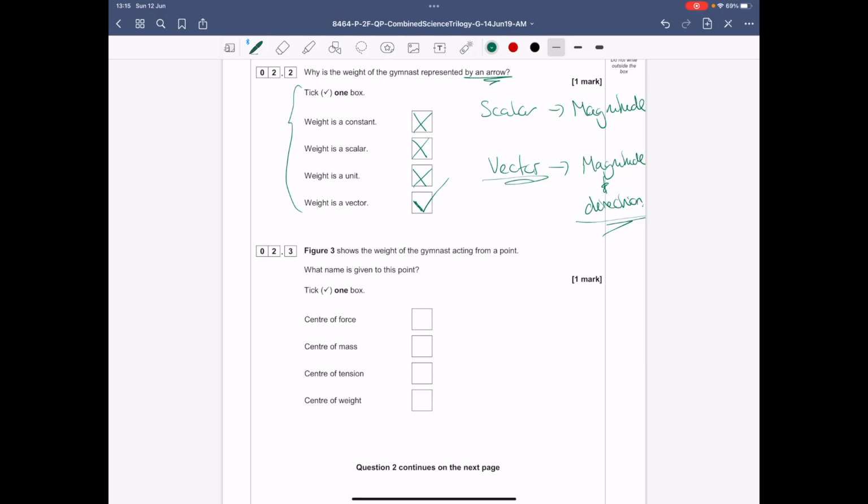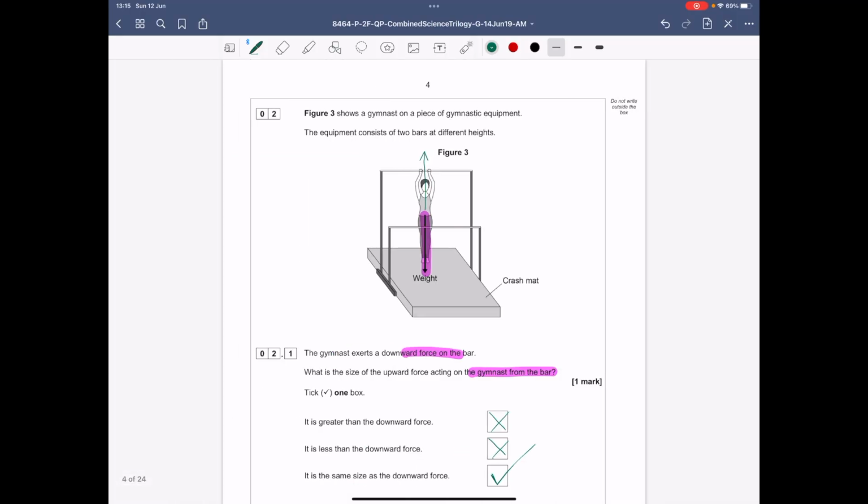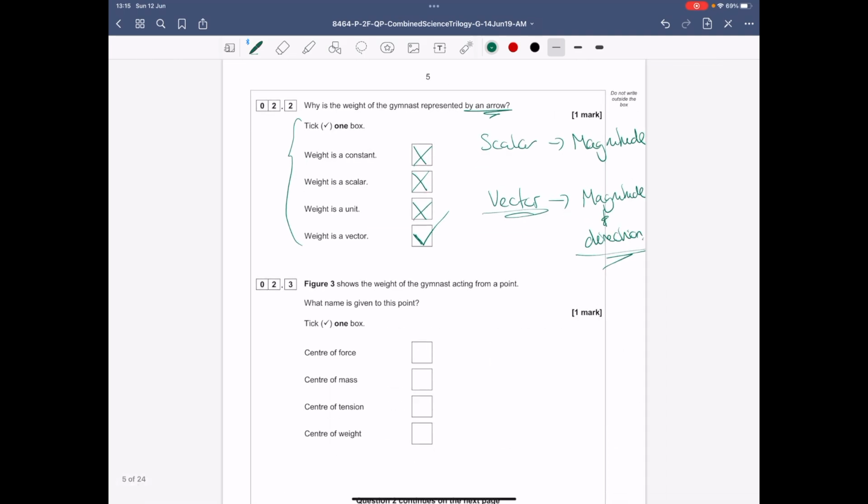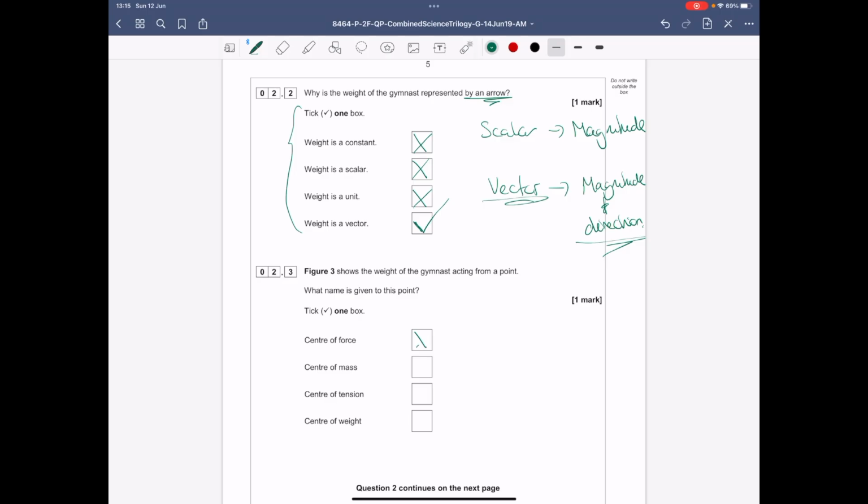Question 2.3. Figure 3 shows the weight of a gymnast acting from a point. What is the name given to this point? Well, if we look at this point on the diagram, it's coming from the centre of the gymnast, okay, and we call that point, it's not her centre of force, it's not her centre of tension, it's not her centre of weight, it's her centre of mass. The central point of an object's mass we call the centre of mass.